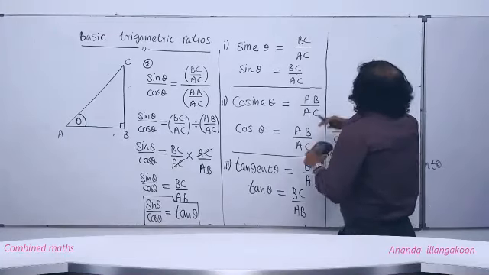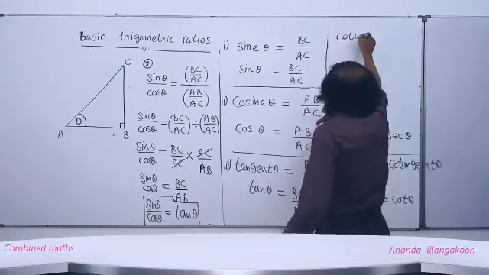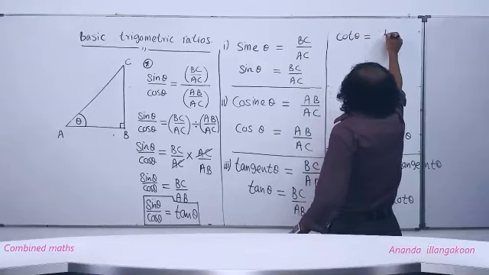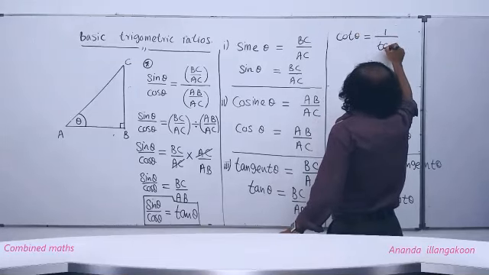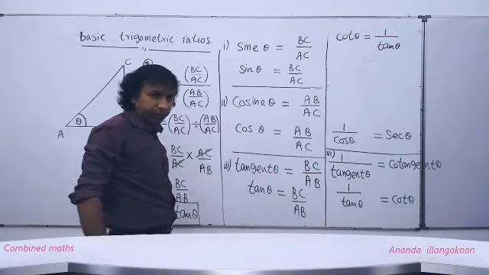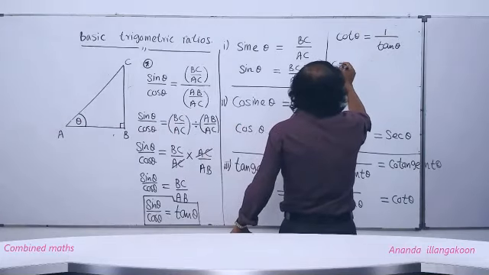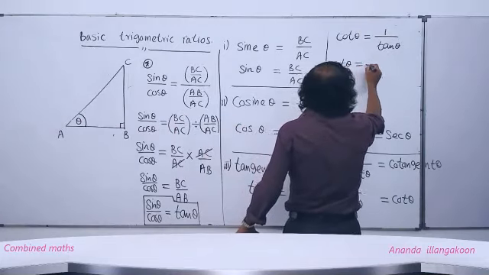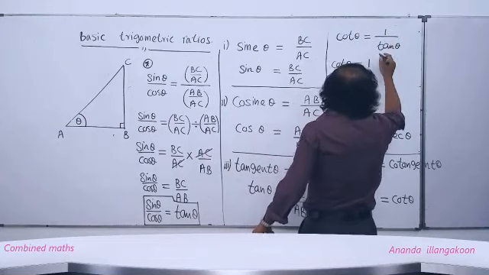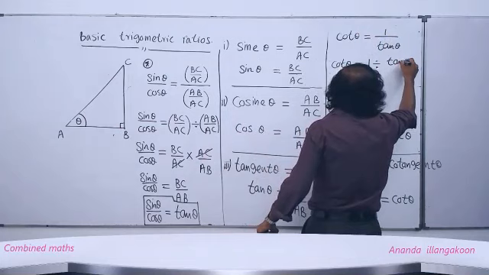Right here, cot theta is equal to 1 divided by tan theta. Look at this. Cot theta is 1 divided by tan theta. Now this 1 divided by tan theta I can write like this: 1, this line means divided, tan theta.